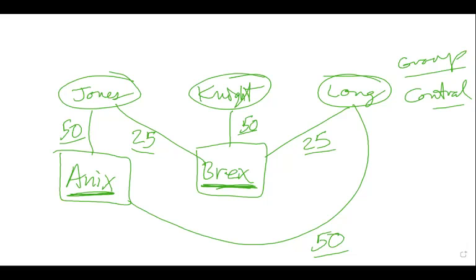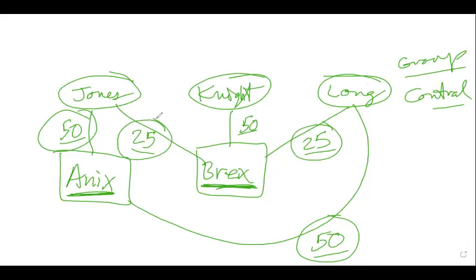So for example, Mr. Jones and Mr. Long are in a group. Together, Mr. Jones and Mr. Long definitely control Annex, right? They're 50-50 partners. So Mr. Jones and Mr. Long control Annex together, but neither of them has individual control. So they are a group that controls Annex, but they're not a group that controls Brex, because together they only have 25 and 25.